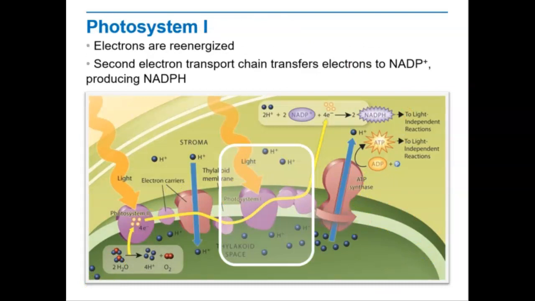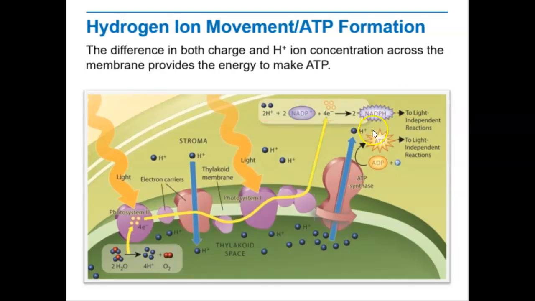Now, photosystem 1 is incredibly important because this is where two things happen. Electrons are re-energized, and then the second electron transport chain transfers electrons to NADP+, and that produces that NADPH, right, that we need for those light-independent reactions. All right, so if you see here, that's going to produce 2 NADPH, and those NADPH go to the light-independent reactions. And then the last step is hydrogen ion movement, which powers ATP formation.